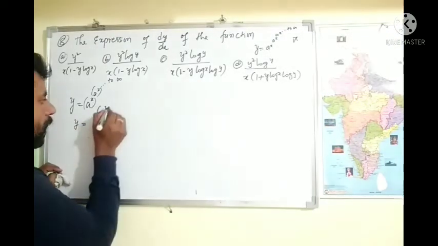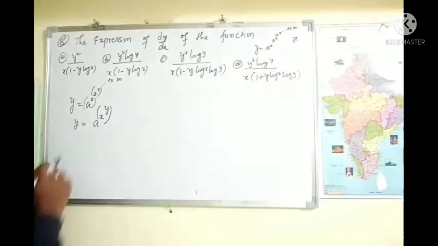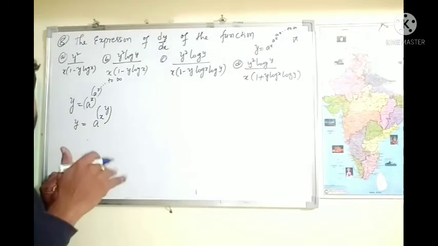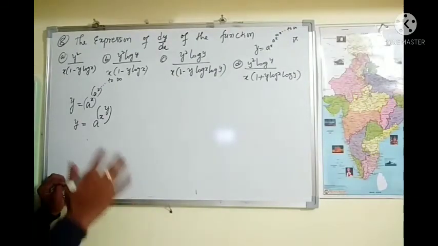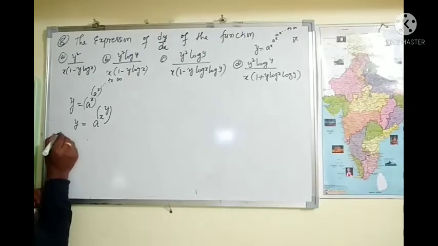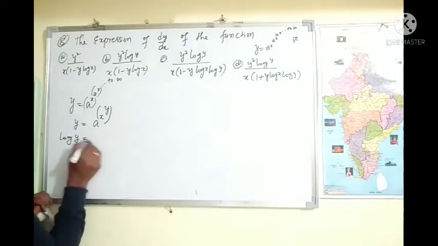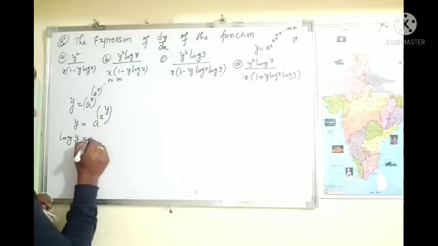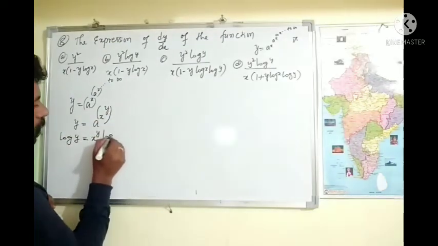I write this term x to the power y. Then I take the given result in the power form u to the power v. Now here we apply the logarithmic form. Take log on both sides. Log y is equal to log of a to the power b, which can be written as b into log a, meaning x to the power y into log a.